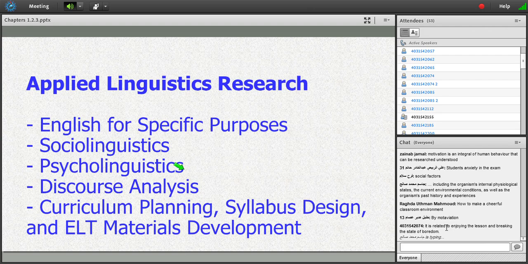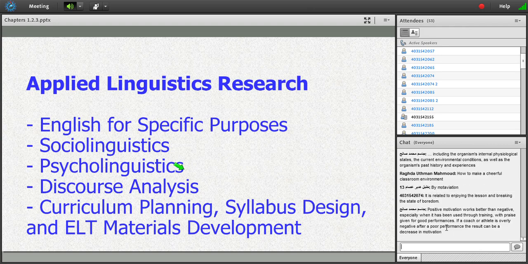Another area of research, positive motivation works better when it's been used through training with praise given for good performance. If a coach of athlete is overly negative after a poor performance, the result can be a decrease in motivation. That's right. This is the same that happens in our classes when we give feedback to our students. That's right. Next area of research is discourse analysis.